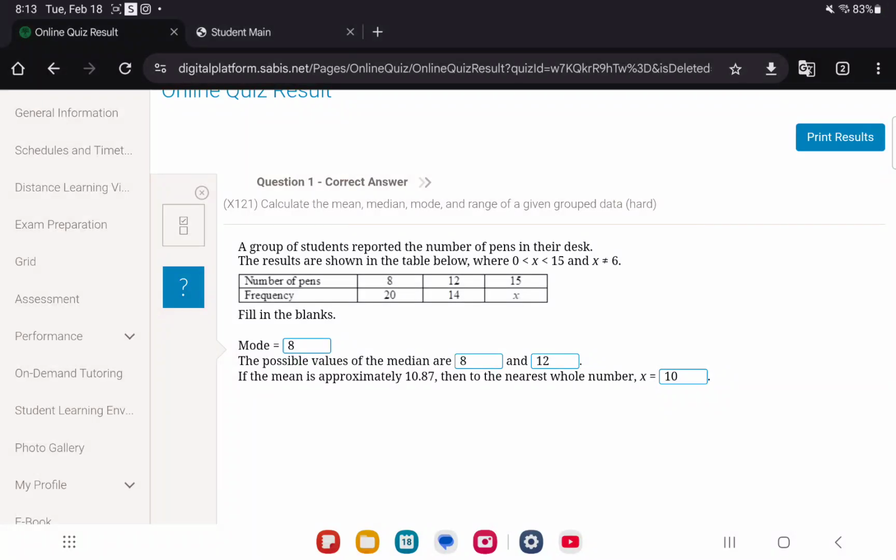Okay, so this is Jana. I'm going to be explaining the 7.4 Math IGCSE quiz.